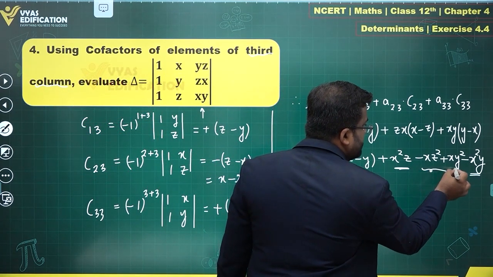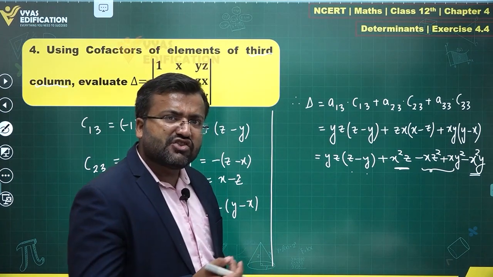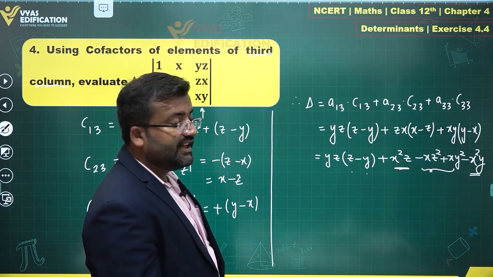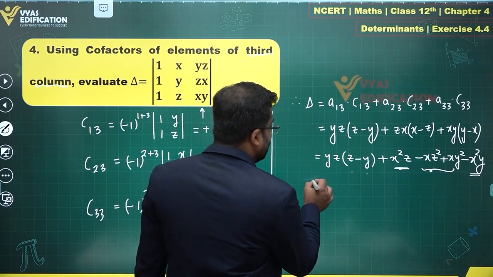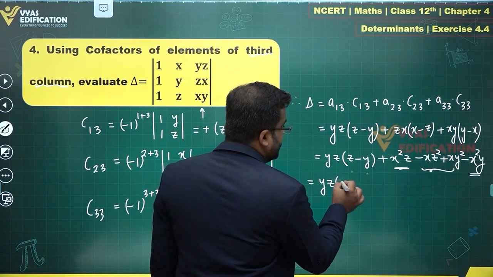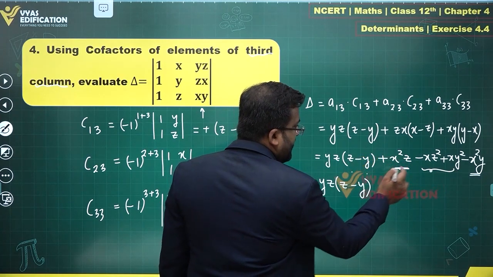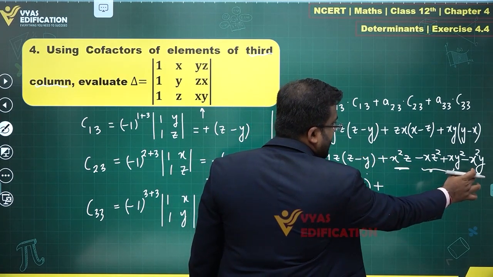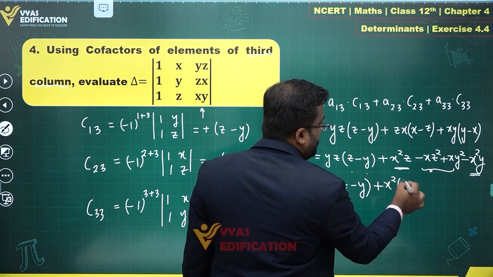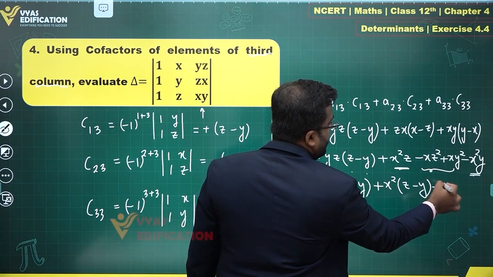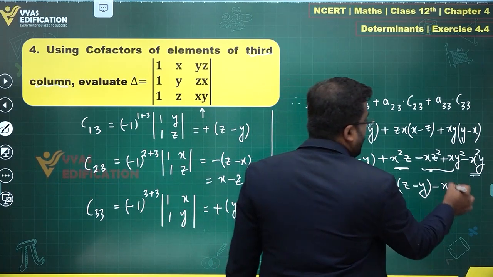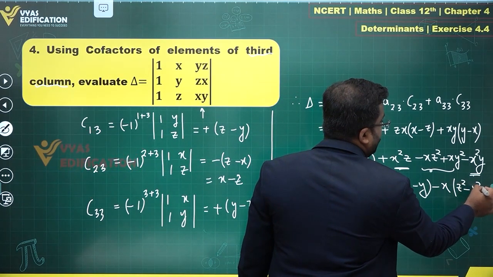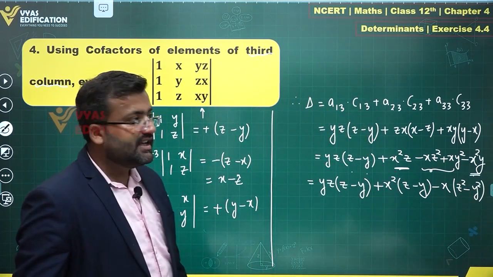Similarly, if you observe these two terms, can you take out an x common from here, and do you observe that z square minus y square will be formed over there? Let's see. Let's write one more step: yz times z minus y plus, from this and this term, I'll take out x square common, I'll get z minus y, and I'll take an x common from here. What I'll get is z square minus y square in the bracket over here. This is what I'll be getting.